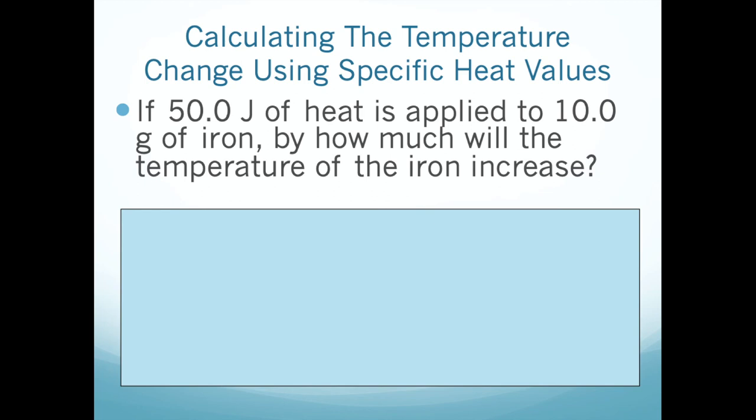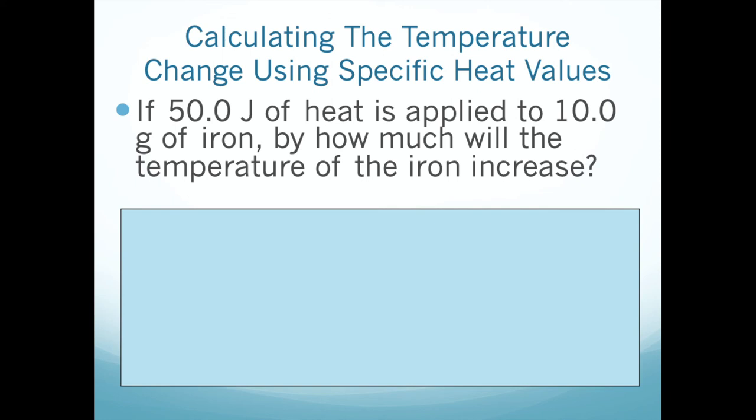Okay, why don't you guys try another problem, very similar, but here we're going to solve for something different. So here, we've got 50 joules of heat. We're applying it to 10 grams of iron, and how much will the iron warm up? Okay, so in other words, what is delta T for this piece of iron?